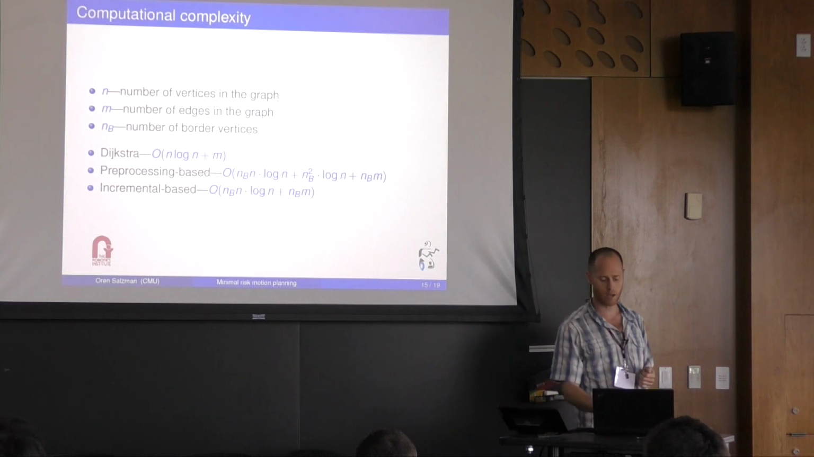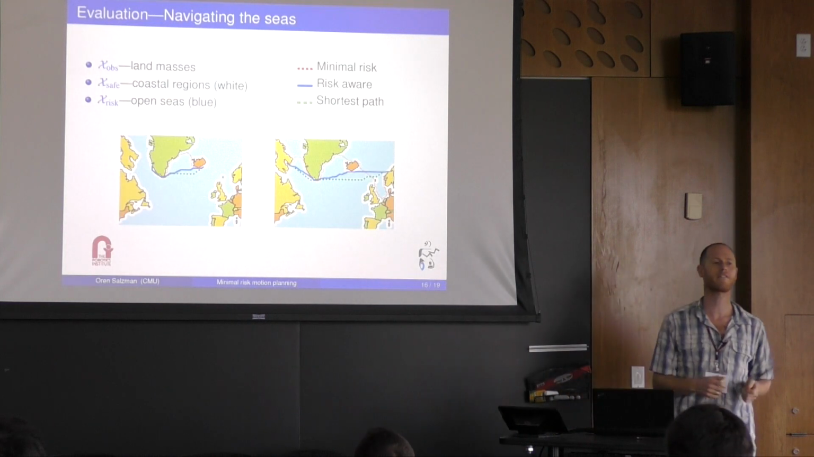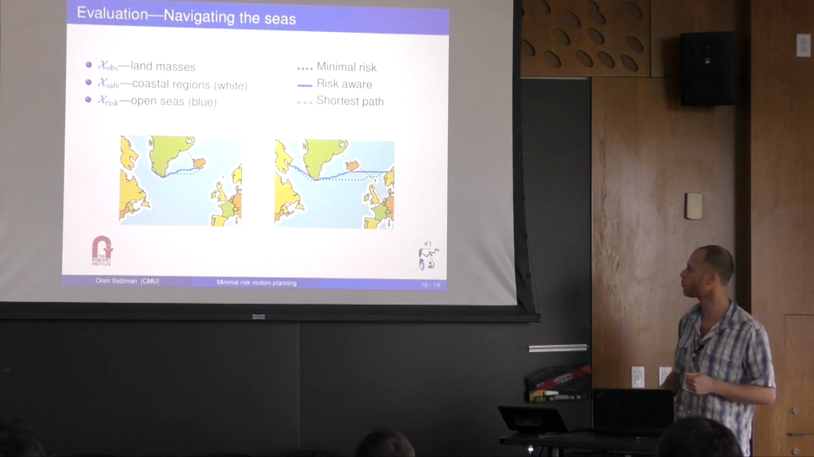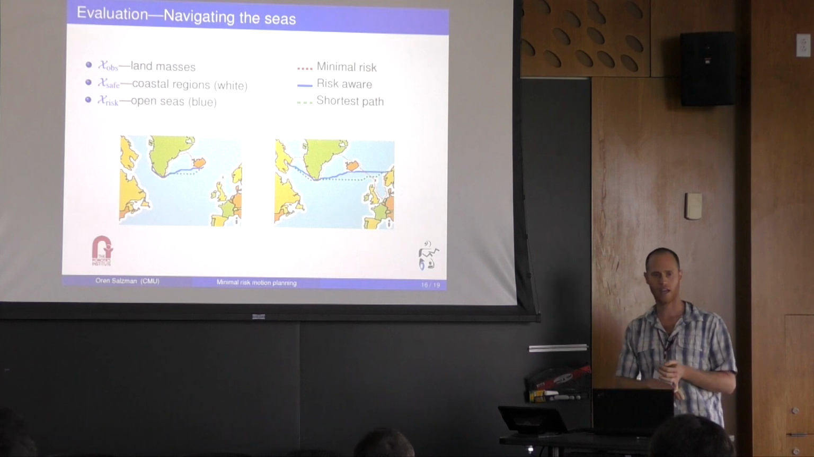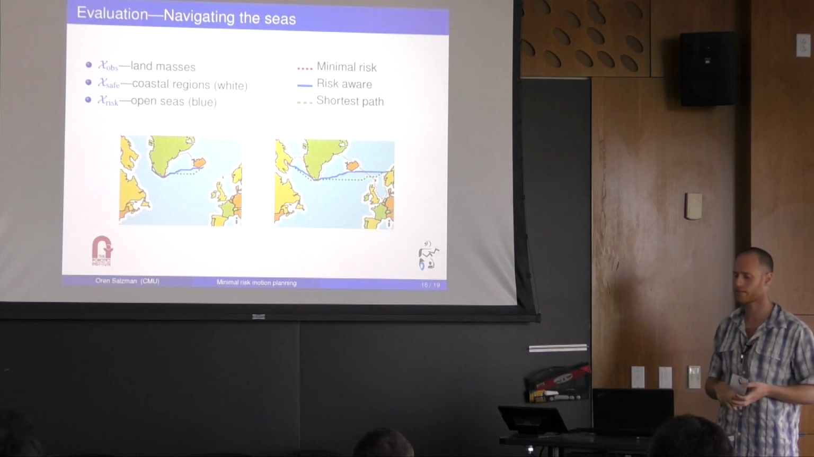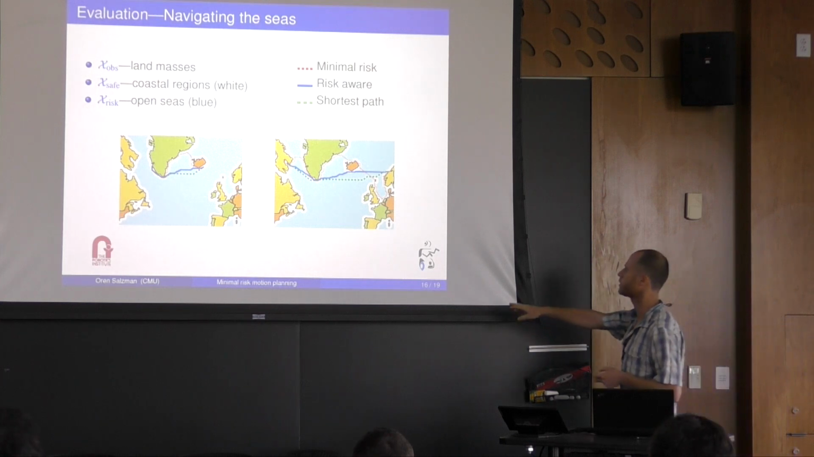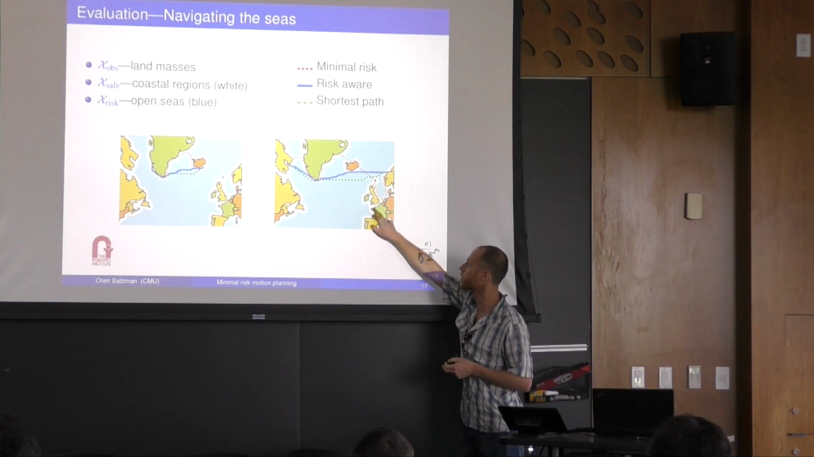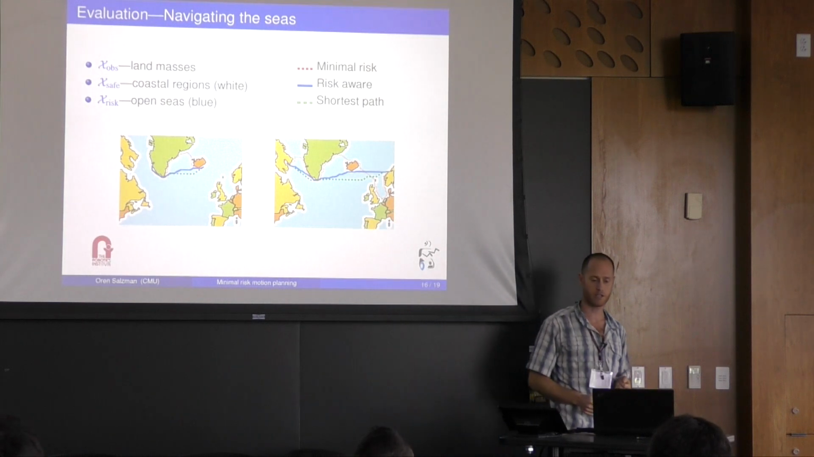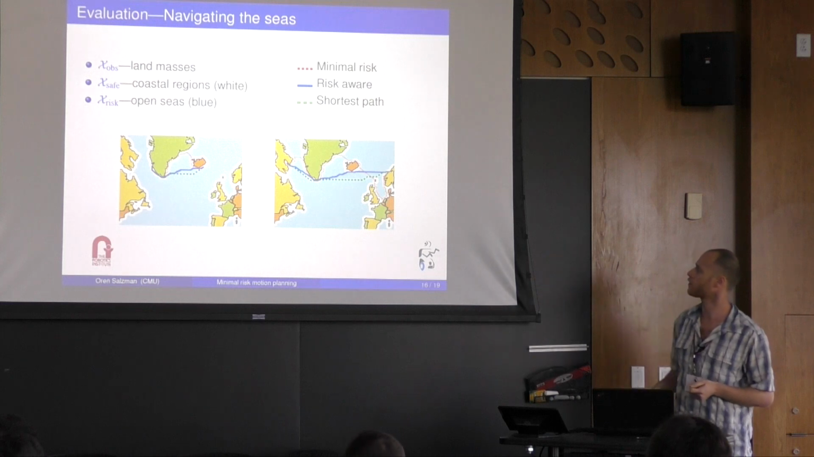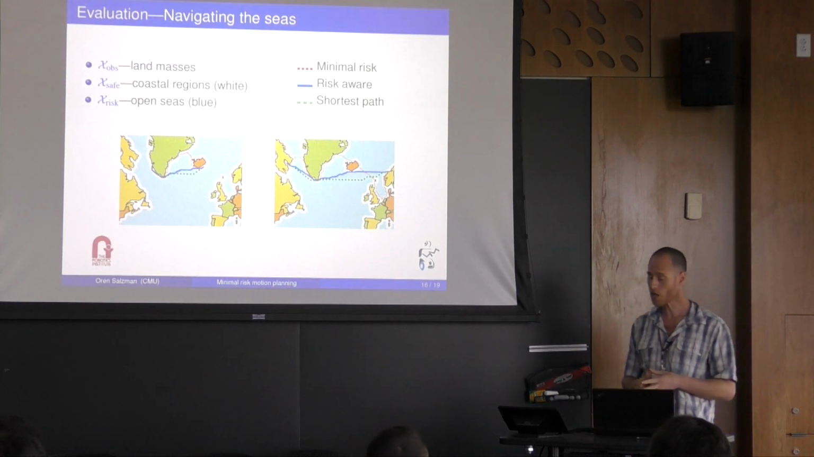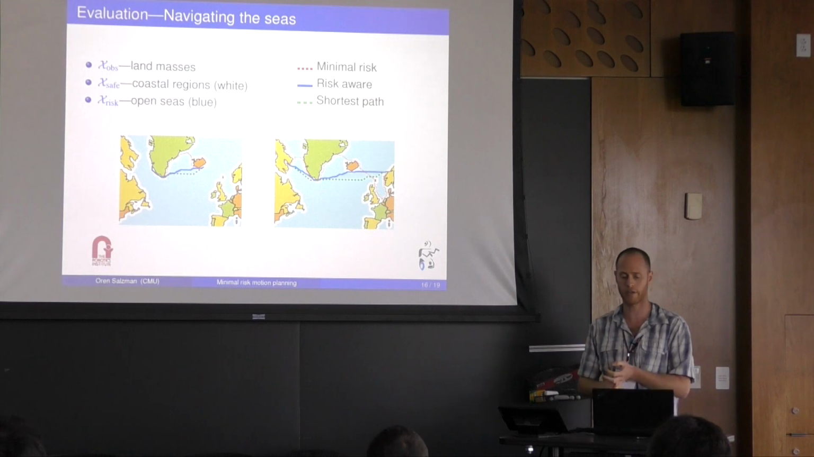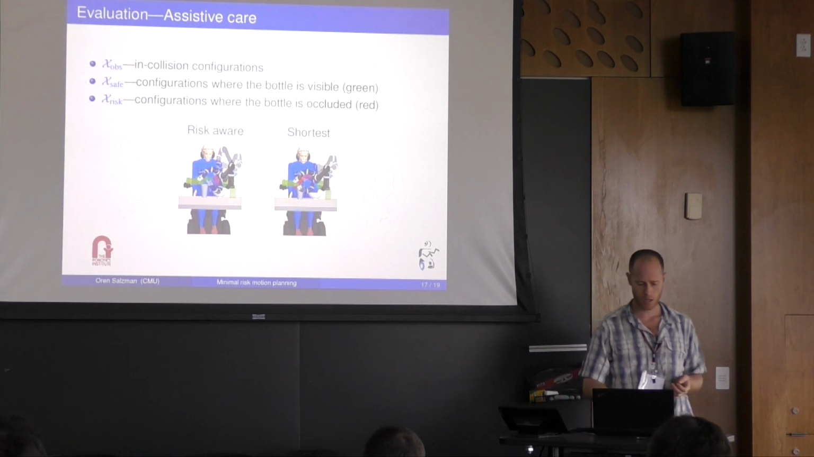Let's look at some experiments. So first we have the toy example that I talked about earlier, where we're trying to follow the Viking expeditions, and the obstacles here are the land masses. The coastal regions, which we can see here in white, are the safe region, and all the open sea is risk. And just for the sake of visualization, we have here different paths computed, either minimizing risk, risk aware, or just plain old shortest path.